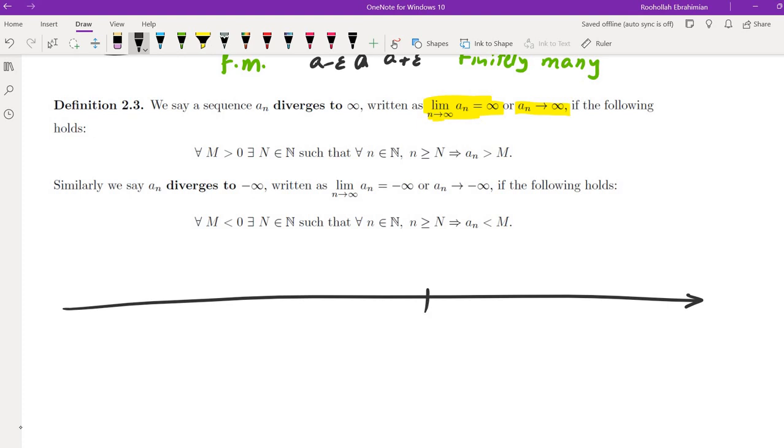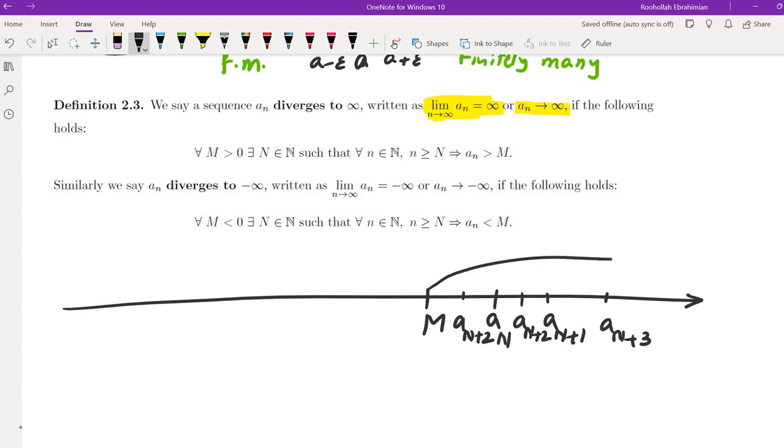For every positive real number M that we take, after some point capital N plus 1, and it could be that an plus 2 is here, but after that point all of the elements of the sequence are going to be outside of that range. In other words, larger than M. We say an approaches infinity, and this should hold for every capital M.